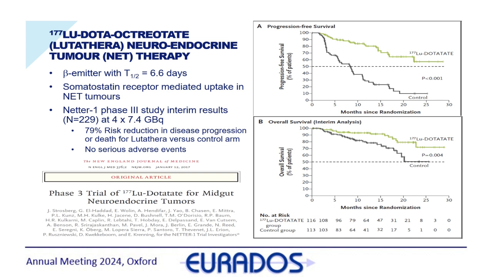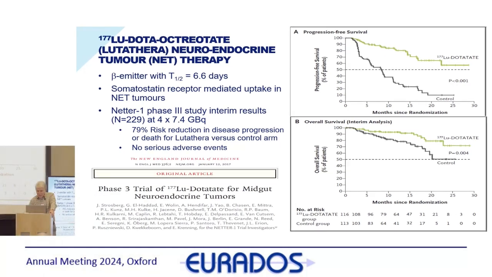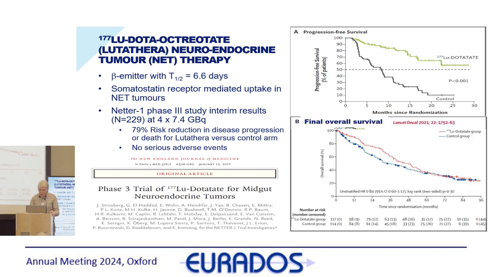For progression-free survival, the median survival is not even reached. Also in the overall survival, you see a clear advantage, and also there, the median survival is not reached. In a later update of this phase 3 trial, you saw that the median survival is about 4 years. So that's a really good outcome.